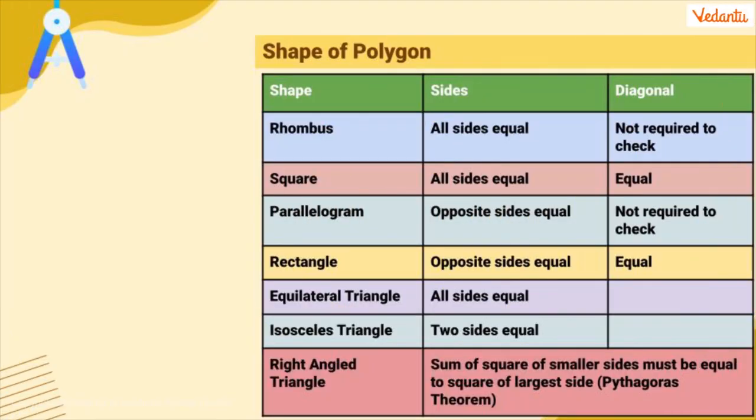Very good. Now, champ, it's a very important table, so make sure that you take a screenshot of this one. Many times in the exam, we are asked to find the shape. Whether it's a rhombus, square, parallelogram, rectangle, isosceles, equilateral. So it's very important you know these conditions, that for which shape we have to find what properties. Okay, I hope it is clear.